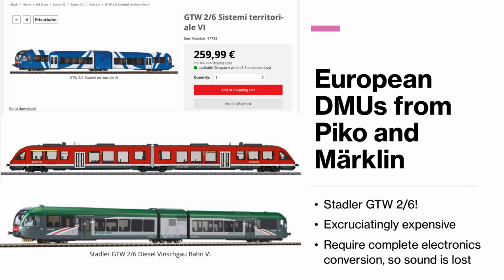So these are models of the Stadler GTW 2/6, which actually is a vehicle that does run on North American rails, but they are excruciatingly expensive, and they may also require different electronic setups. I believe Pico runs on North American DCC standards, so that would work. Märklin, on the other hand, uses the 3-rail Linux-based setup, so that would require a complete gutting of all of the electronics inside. But there are options. At least the body shells do exist.